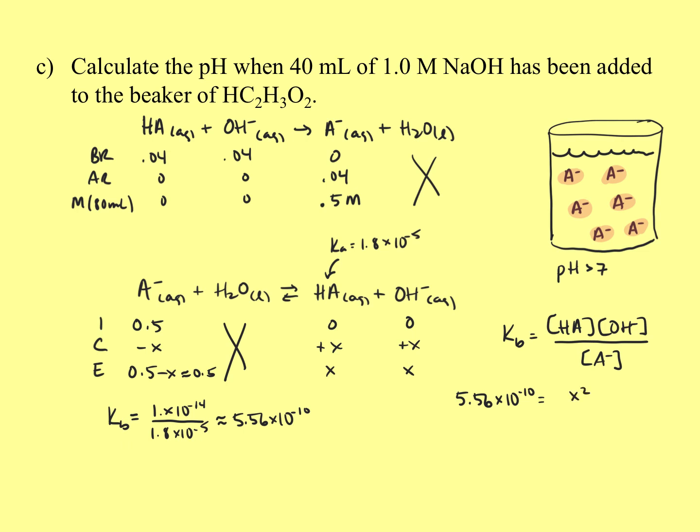Okay, x and x is x squared, and A negative is 0.5. I will solve for x in this case, and x is approximately equivalent to 1.67 times 10 to the negative 5. And that's going to be the concentration of specifically hydroxide right here. So we can find the pOH first by taking the negative log of that number. I'm going to go ahead and just do that part right here. 4.78. So the pH at that equivalent point would be 9.22.